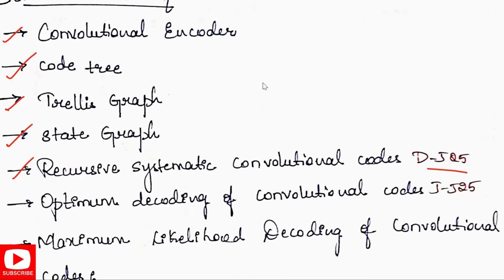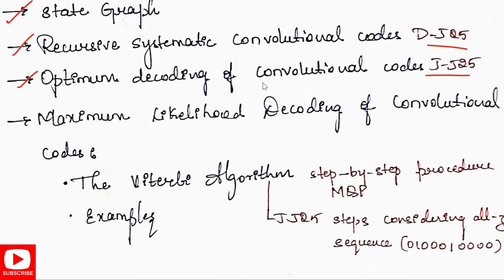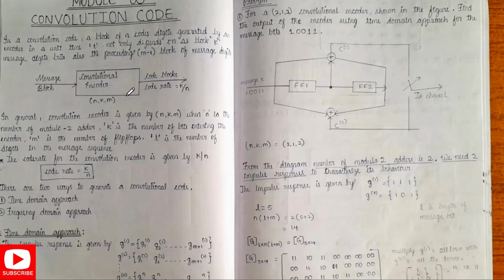Then optimum decoding of convolution codes, which was also asked in the June-July 2025 paper. Then comes maximum likelihood decoding of convolution codes, where we have the Viterbi algorithm. In the model question paper they asked for the step-by-step procedure of this algorithm, and we will be studying examples of that now. So moving on to the syllabus.